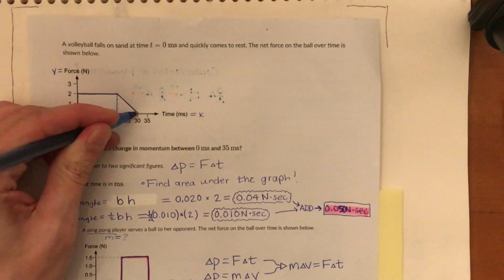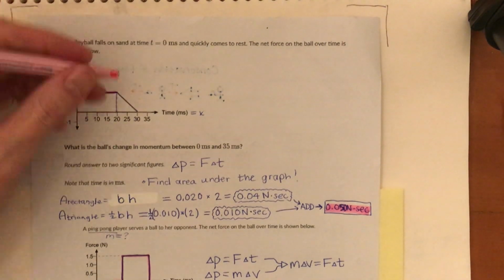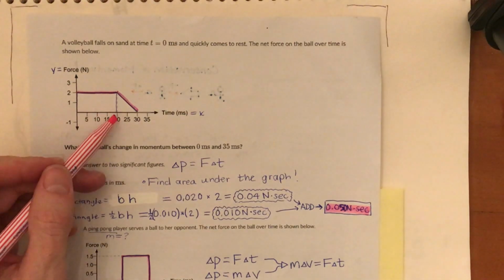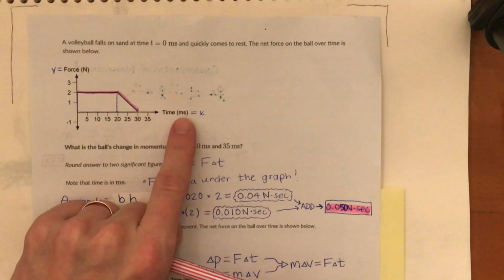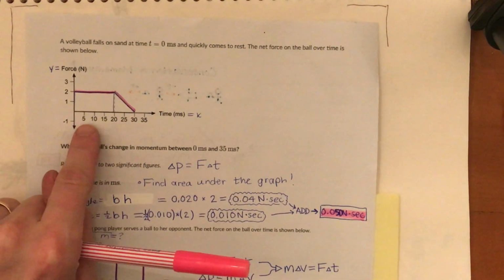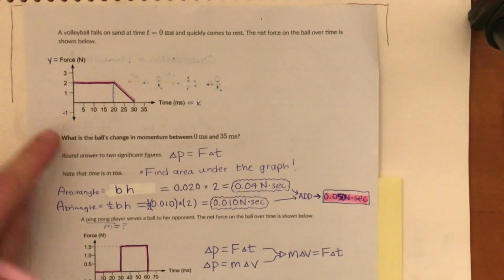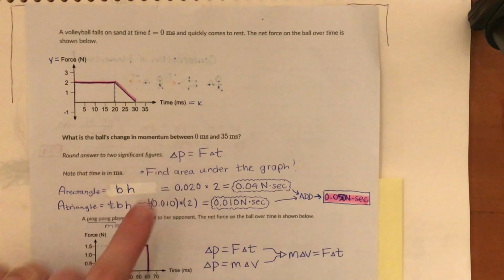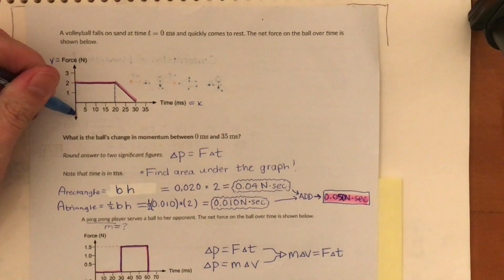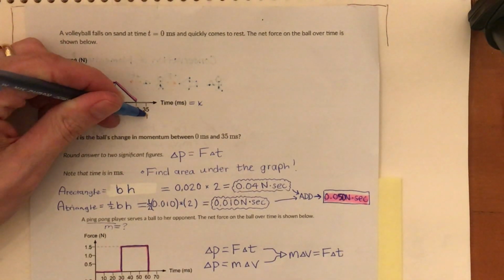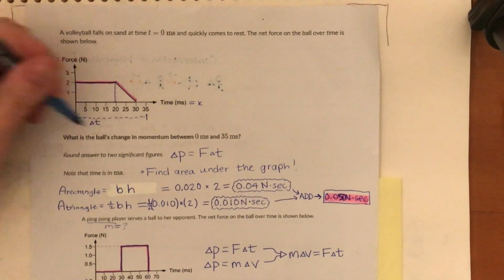Just to illustrate what this graph is doing, it's going at a constant rate here of 2 newtons, and then it falls to 0 from 20 to 30 milliseconds. Now note this is in milliseconds. We do need to convert this to seconds if we're going to do a calculation. So there are 1,000 milliseconds in a second. It's asking us what is the ball's change in momentum between 0 and 35 milliseconds. So let's mark that here. It looks like this is 35 and this is 0. So this is the total interval of time that we're looking at.